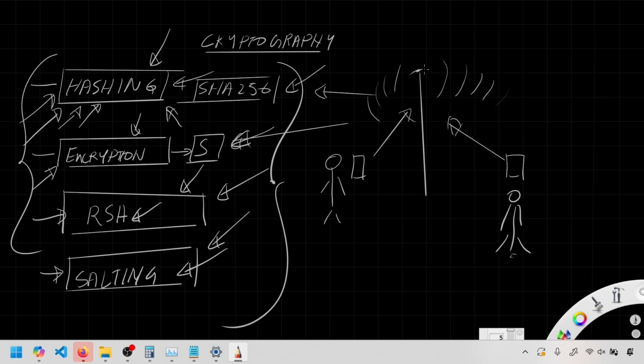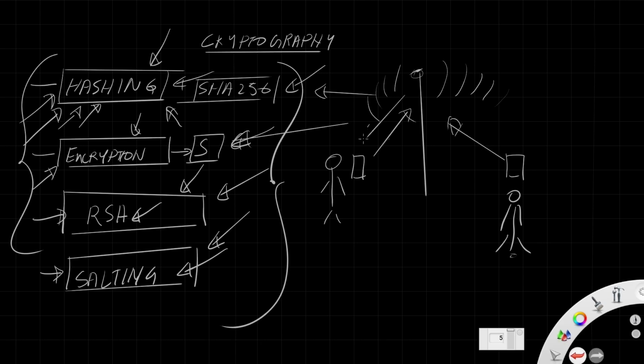And all the information from this tower, the antenna or the tower, is a broadcast. Both of you are getting the exact same carrier signals, because an antenna can only broadcast.